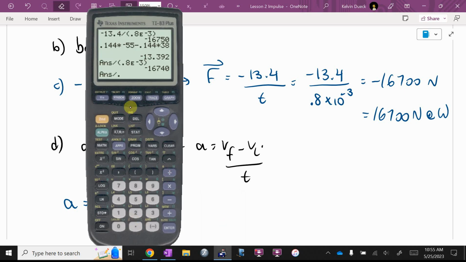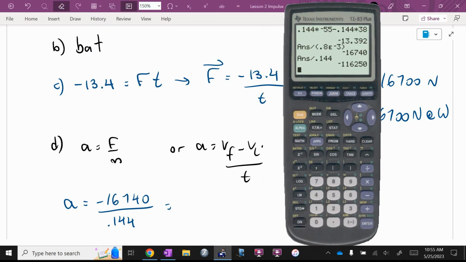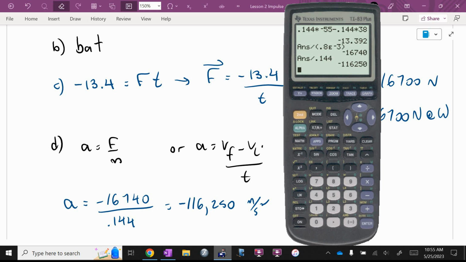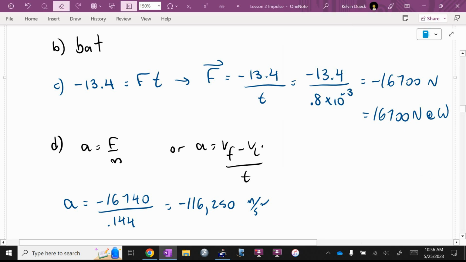Yeah, that's why baseballs take off like a rocket. Negative 116,250. If I wanted to know how many G's that was, how would I convert that to G's? Yeah, also why you wouldn't want to be hit by a baseball bat, delivering a fairly big force.